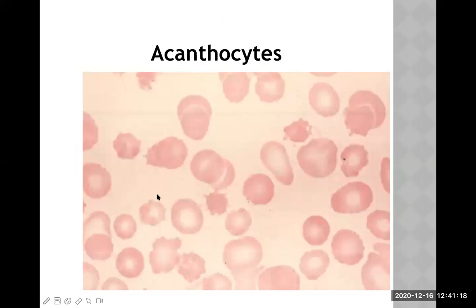This is known as acanthocyte. Look at this one. These are acanthocyte. You can see some spicules coming from the surface of the RBC. Okay, here is another one. Here is another one. So these are called acanthocyte. And acanthocytes are seen in which disorder? Just now we talked about that. Which disorder is this? Yes? A-beta lipoproteinemia. Excellent. Very good. Very nice.